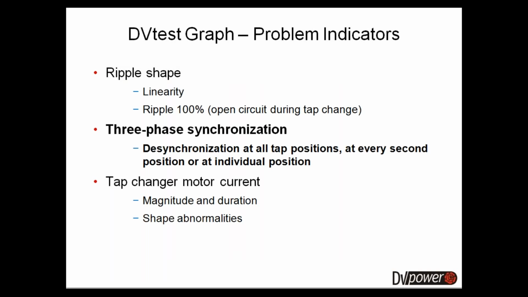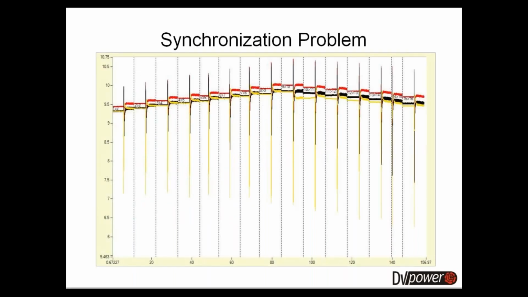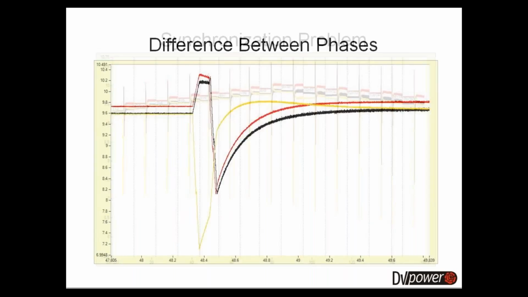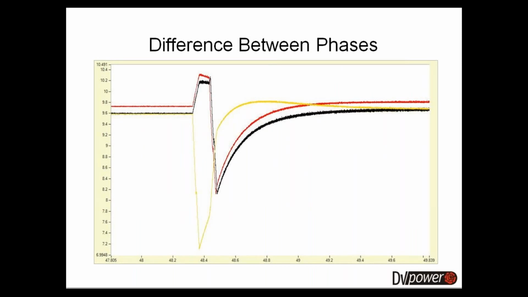With our TWA40D device, you can perform a DVTest simultaneously at all three phases. The additional information you can obtain from this test is whether your three phases are synchronized or not. And the analysis of three-phase synchronization and various synchronization problems are very easy to spot, because when you zoom in on this simultaneously recorded three-phase graph, you can immediately see that something is off.